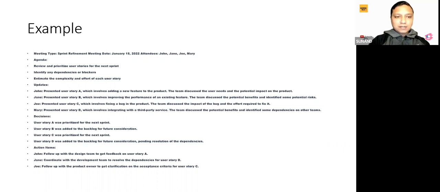And this is again just a sample. Then you can see the other important thing, the decisions. User story A was prioritized for the next sprint. User story B was added to the backlog for future consideration. User story C was prioritized for the next sprint.